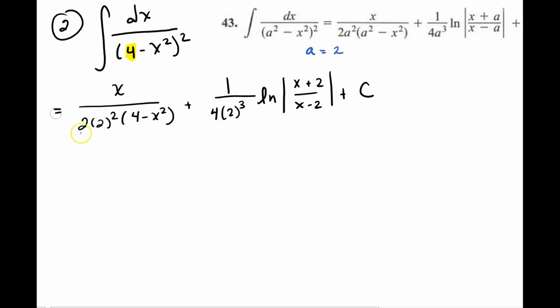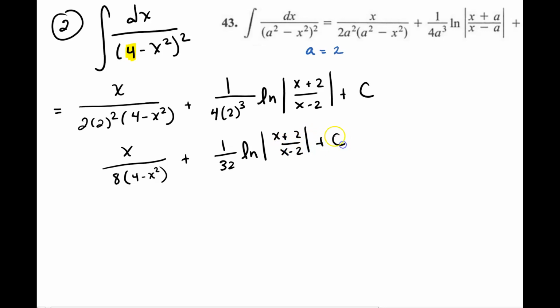And so then all we have left here to do is clean this up in the way that it looks. So we're going to end up with x over 8, because 2 squared is 4 times 2 is 8, 8 times 4 minus x squared, plus, and then 2 cubed is 8, and then 8 times 4 is 32, so 1 over 32, natural log of the absolute value of x plus 2 over x minus 2, plus c, our constant of integration.